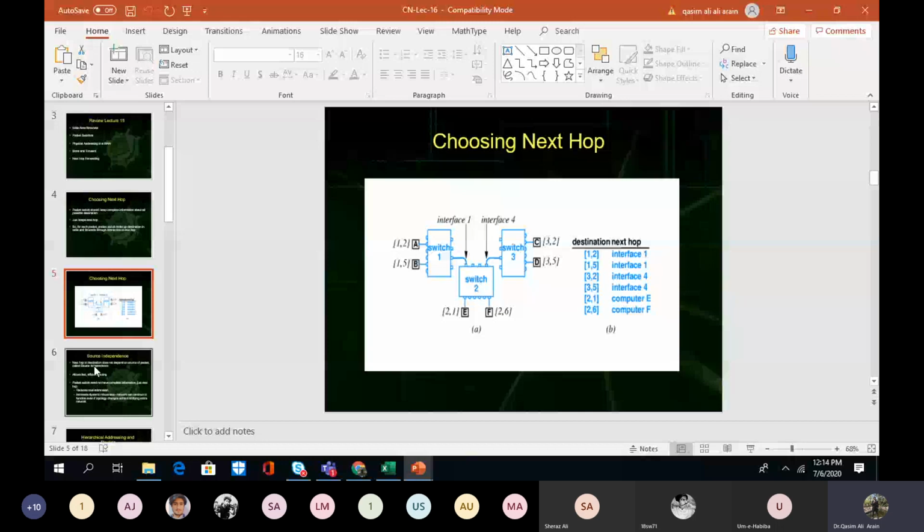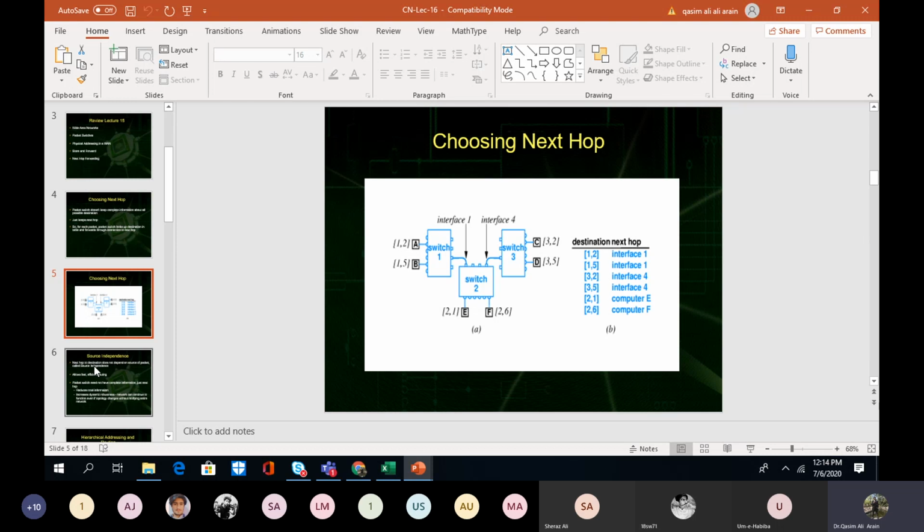Now if you look upon the diagram B, I mean जो भी आपके पास table है, इसमें आपके पास destination और next hop की दो fields हैं. I mean to say that there are two fields. One is called the destination field, another one is called your next hop field. Destination field के अंदर आपके पास 1,2 is the destination address, right? And the next hop would be the interface one.